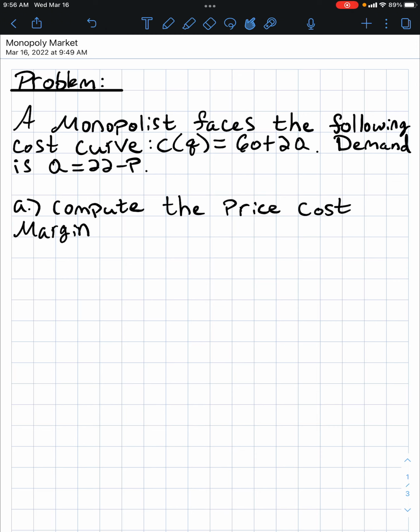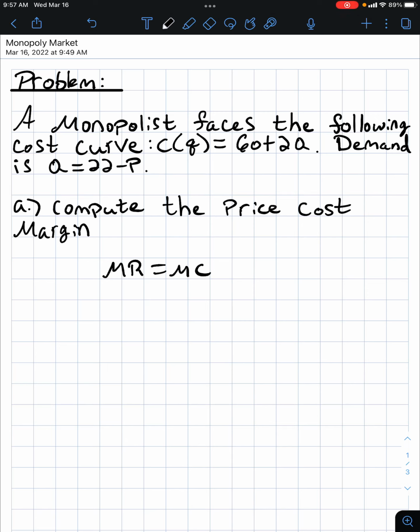Welcome back. Hopefully you're able to solve this problem. Now let's work on it together. So part A, compute the price cost margin. To do that, we need to find the profit maximizing point in a monopolist setting. So where do monopolists maximize profits? Well, that's where marginal revenue is equal to marginal cost.